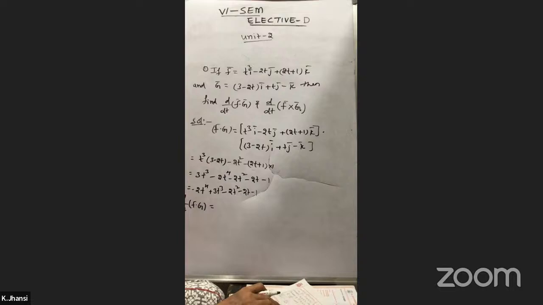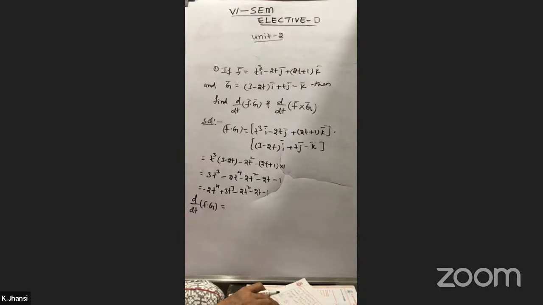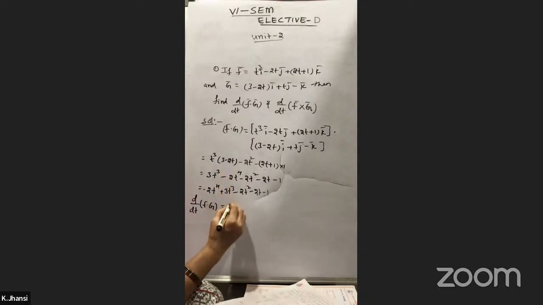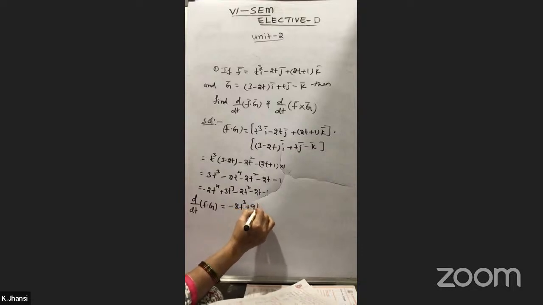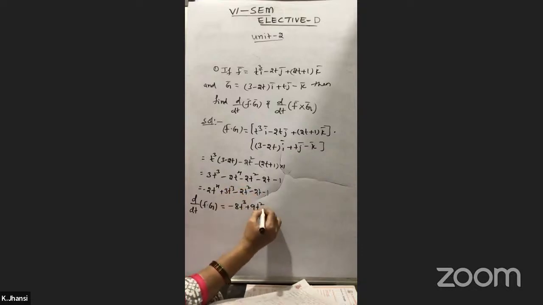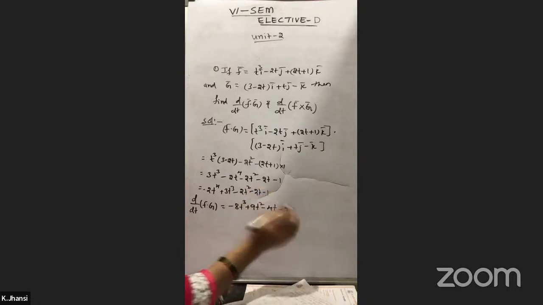So t to the power of 4 is in the form of x to the power of n, and x to the power of n differentiates to n into x to the power of n minus 1. With the help of that differentiation formula, 4 times 2 is 8, so you will get 8t cube, since 4 minus 1 is 3. Next, 3 times 3 is 9t square. Next, 2 times 2 is 4, so minus 4t. Next it is minus 2, and the constant is 0.